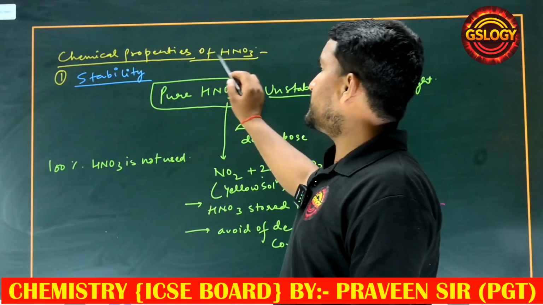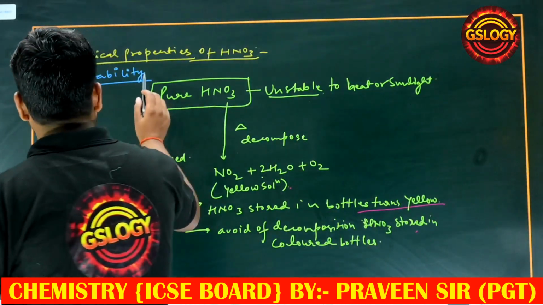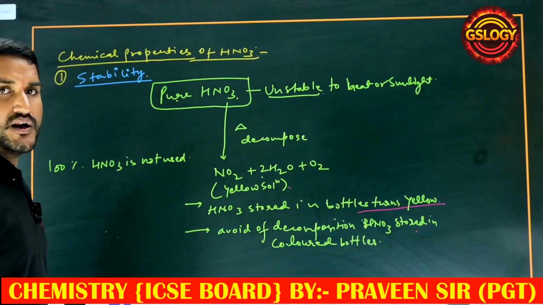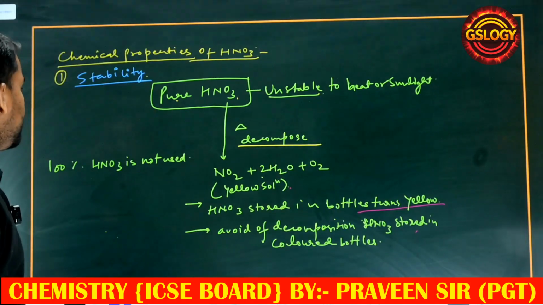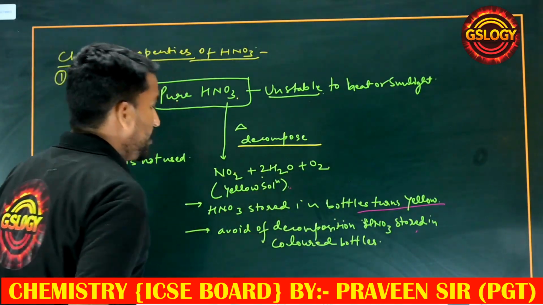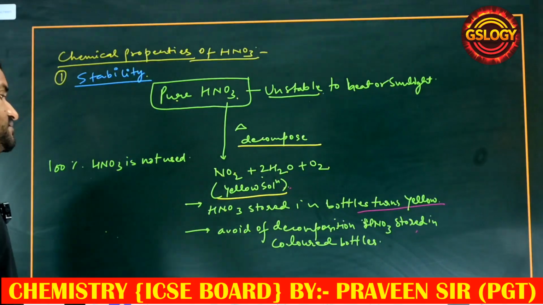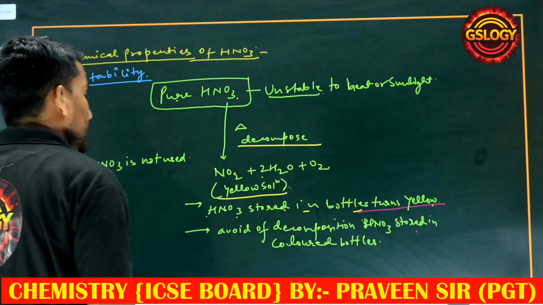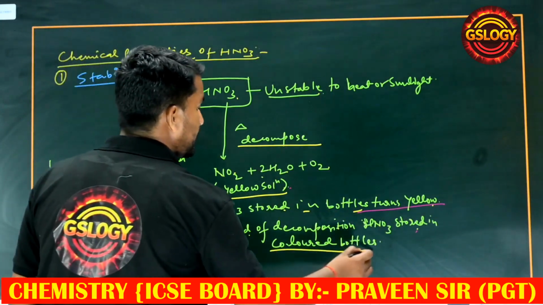Next, chemical properties of nitric acid. Stability of nitric acid: pure nitric acid is unstable to heat or sunlight. It decomposes on heating or in the presence of sunlight, giving nitrogen dioxide, water, and oxygen, and this solution is yellowish in color. That's why HNO3 stored in bottles turns yellow, and to avoid decomposition, nitric acid is stored in colored bottles.